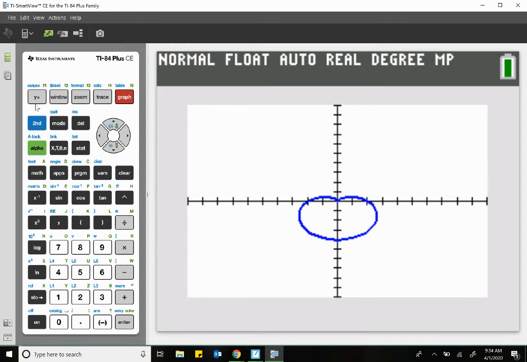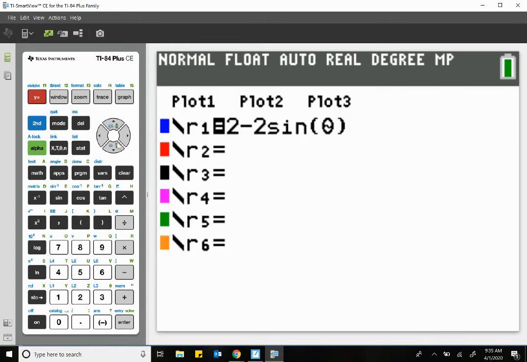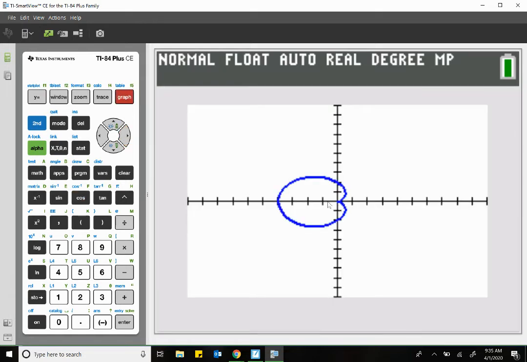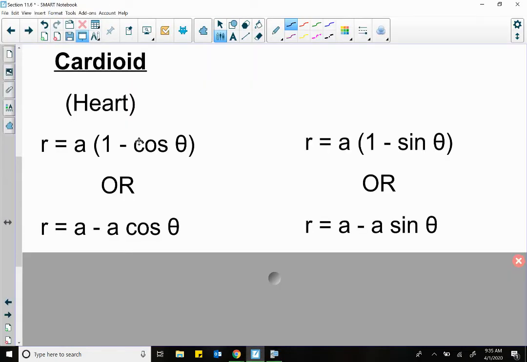If I change it to cosine, notice my heart is facing sideways. Because again, cosine deals with x values. So that makes sense. So that's the difference between those. Okay? If it's cosine, your heart is facing sideways. If it's sine, your heart is in the upright direction. Okay?